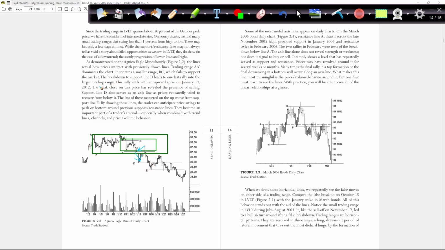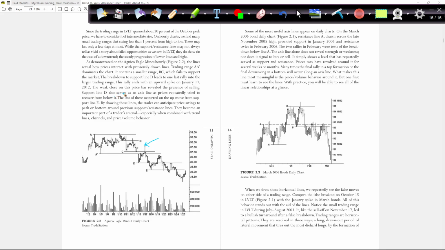Okay, but the breakdown to support line D leads to one last rally into the larger trading range, right? This one, this rally, larger trading range. This rally ends with an upward spike on January 17th. Upward spike on January 17th. This one, 2012, right? The weak close on this price bar reveals the presence of selling. So the weak close, this one is the weak close on this price bar reveals the presence of selling.